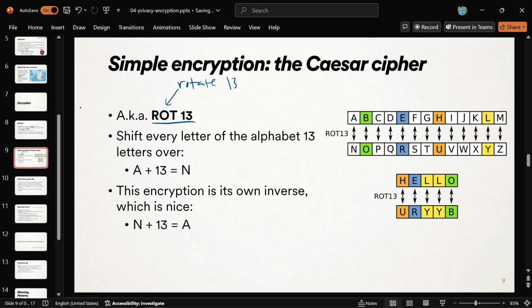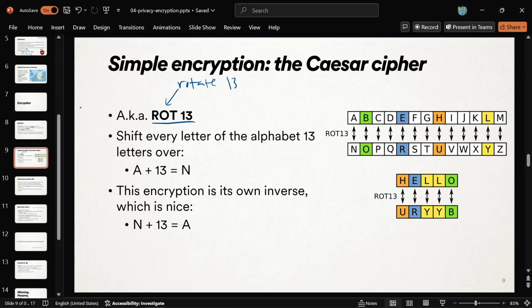You can't encrypt like this and hope for your information to be safe. But maybe 2,000 years ago this was brand new, and everybody was like, oh, what does this mean? So it's a form of encryption, but it's simple. It's a good one to learn first.